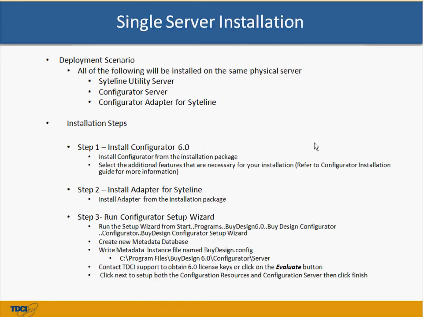Okay, so as we go through this, I'm going to snap back and forth between an environment, and we're just going to walk through this together. The first scenario that we're going to cover is the single server installation. This is where everything is all on one server, so that's on the Syteline utility server. We're going to install the configurator server and then the configurator adapter for Syteline. Everything is to be on this one server, and also in this scenario, this also has SQL Server 2005 as well.